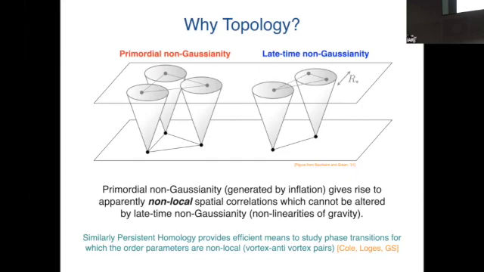And these non-local correlations that topology can probe could not be altered by late-time physics. So for instance, the nonlinearities of general relativity act only locally.